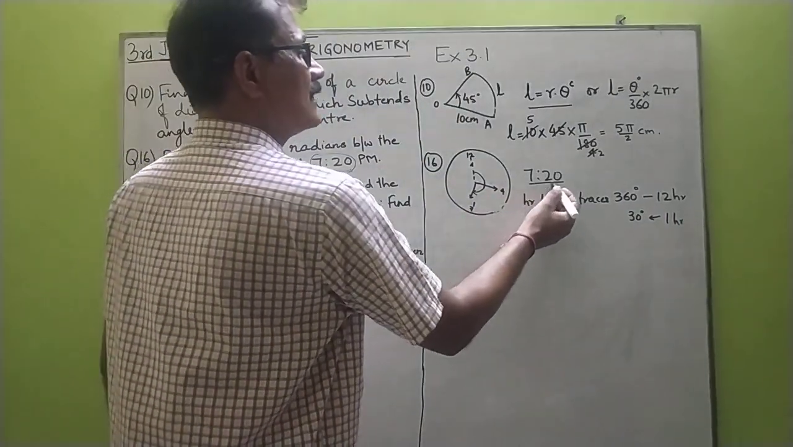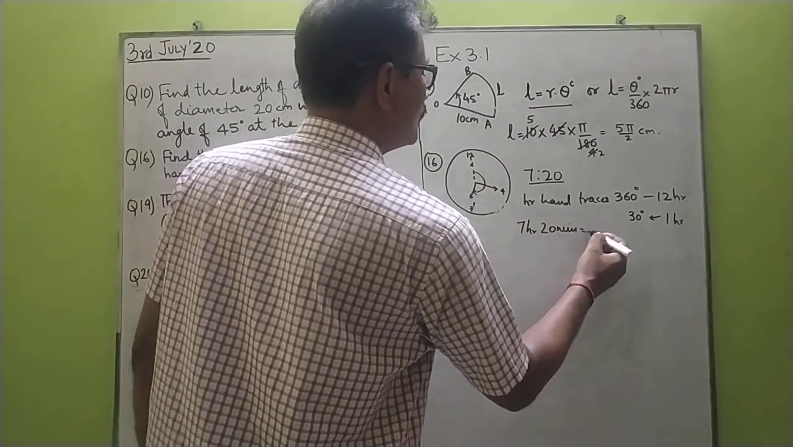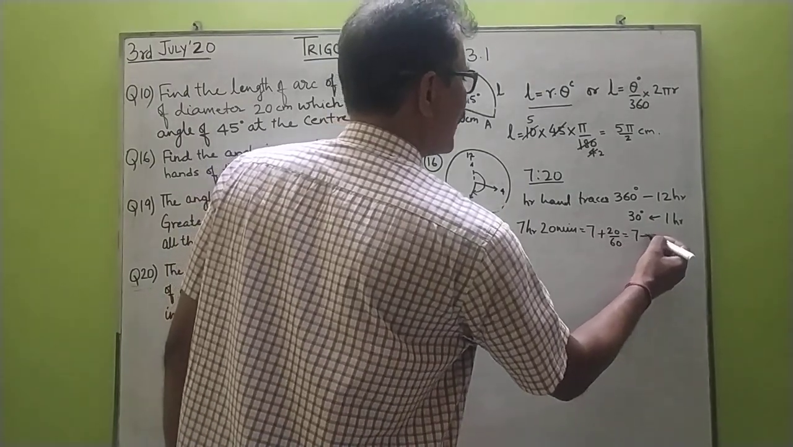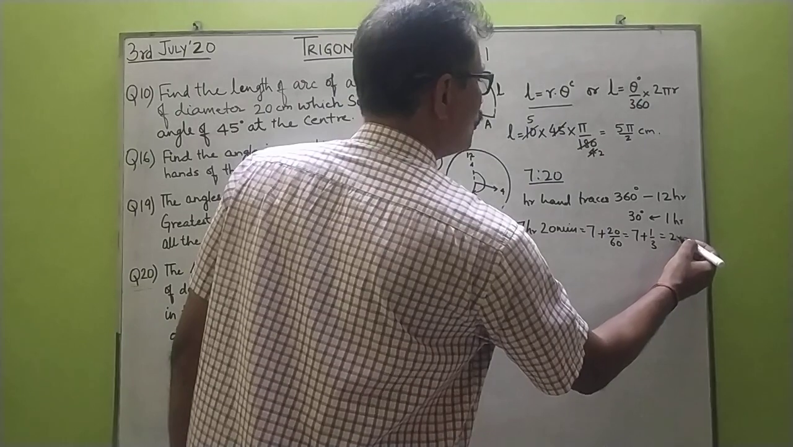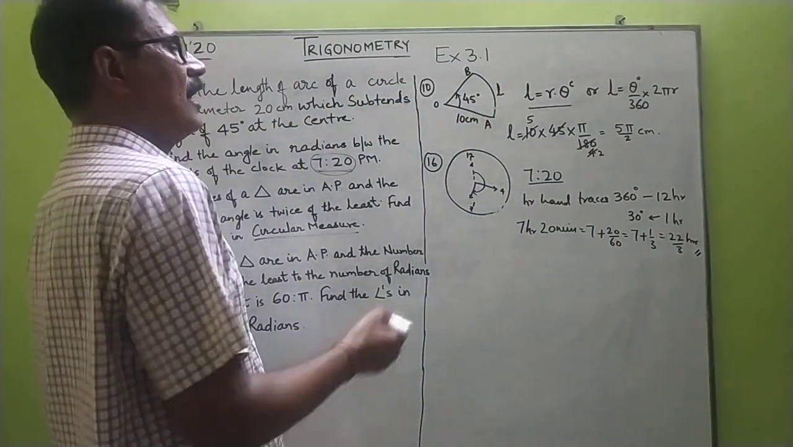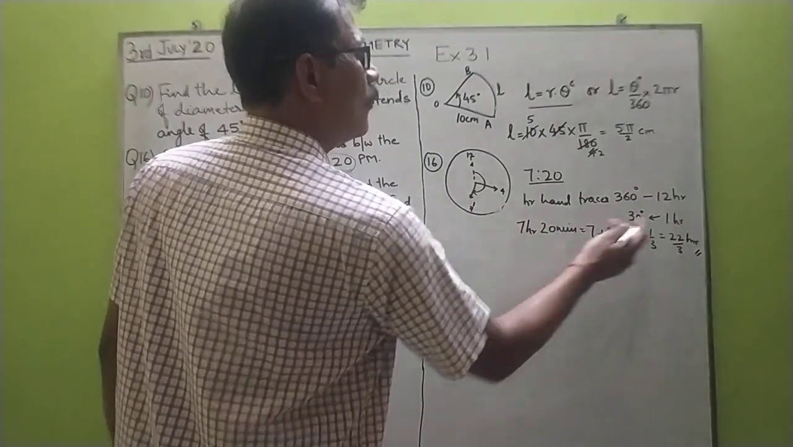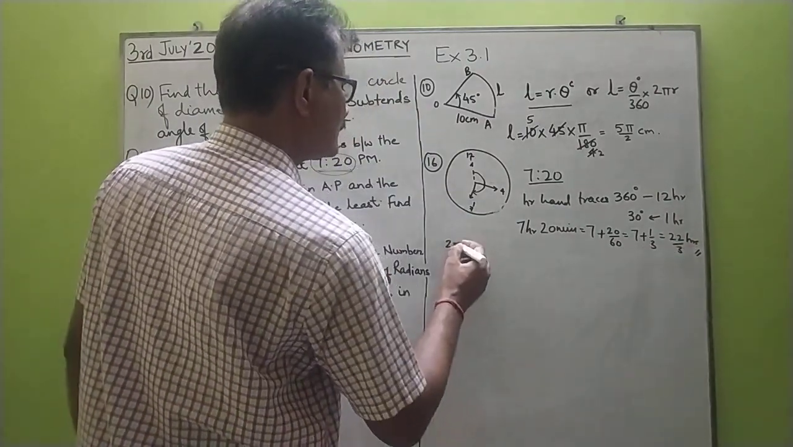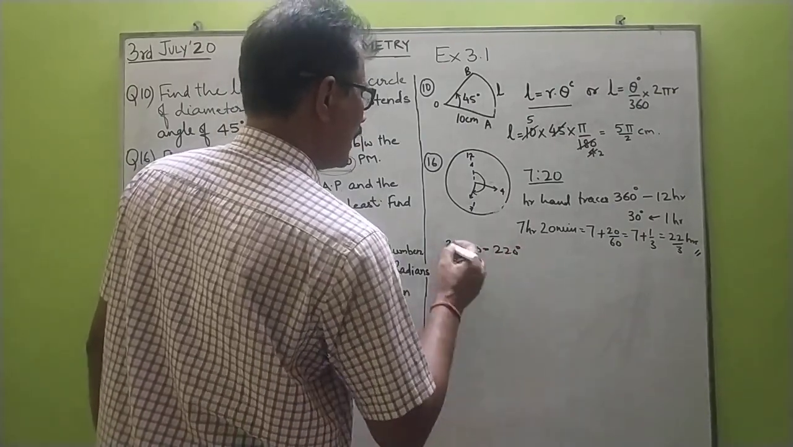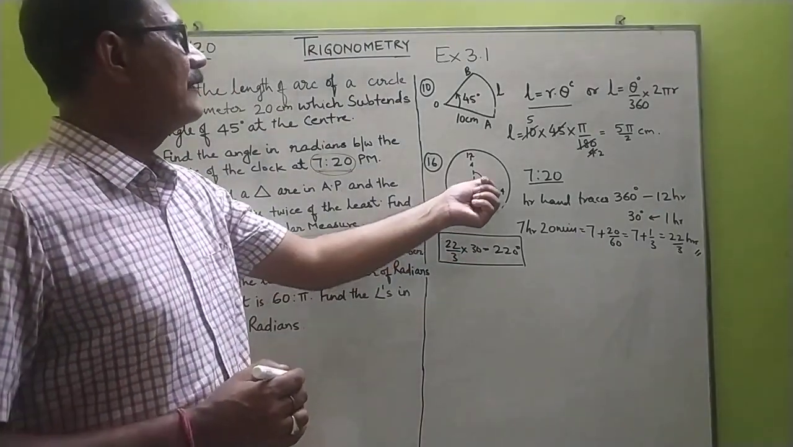So at 7 hours 20 minutes, that is equal to 7 plus 20 by 60, that is 7 plus 1 by 3, that is 22 by 3 hours. So in this particular 22 by 3 hours, how much would this angle be? To find that, you can use the unitary method. In 1 hour it is 30 degree, so in 22 by 3 hours, it will be 22 by 3 into 30, that is 220 degree. So the hour hand is going to sweep an angle of 220 degree at 7:20.